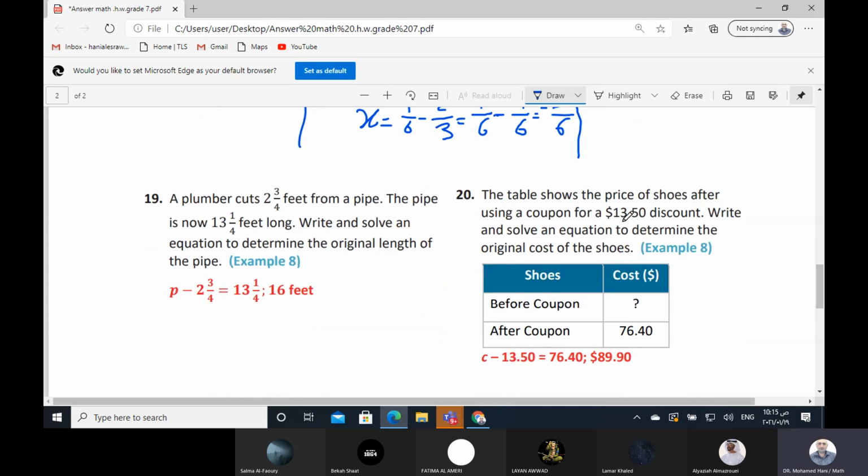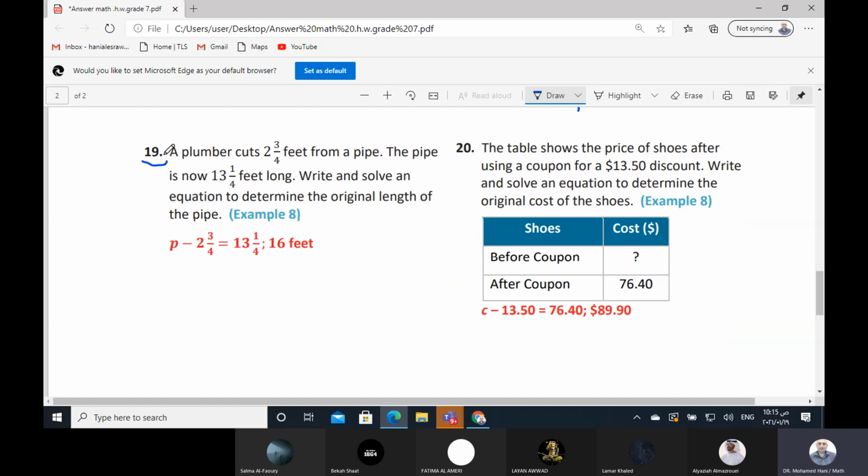Okay. Who can read number 19, please? Me. A plumber cuts 2 3/4 feet from a pipe. The pipe is now 13 1/4 feet long. Write and solve an equation to determine the original length of the pipe. Okay, thank you.